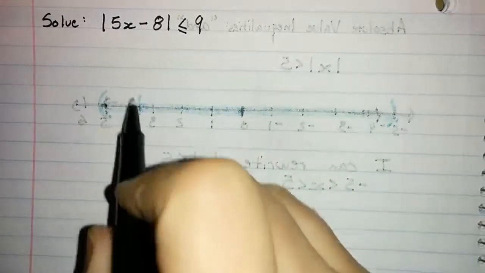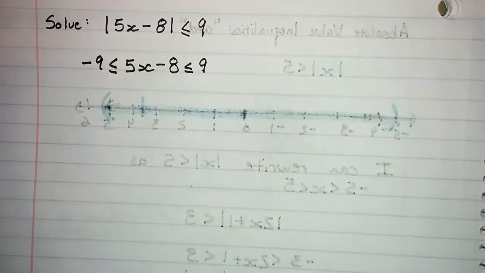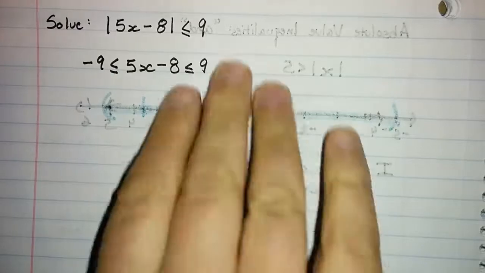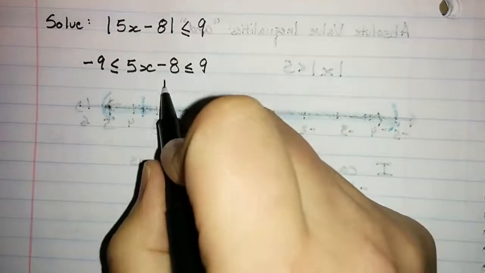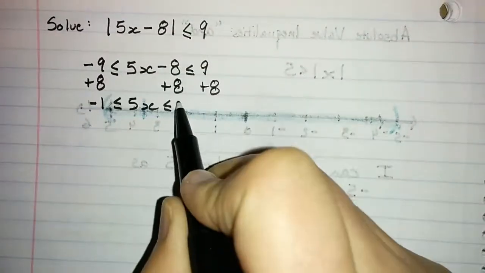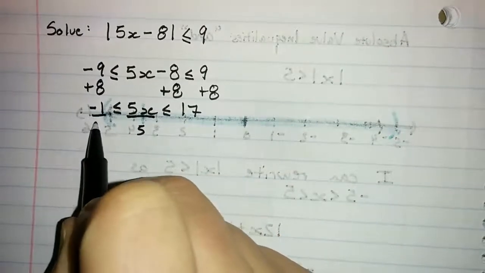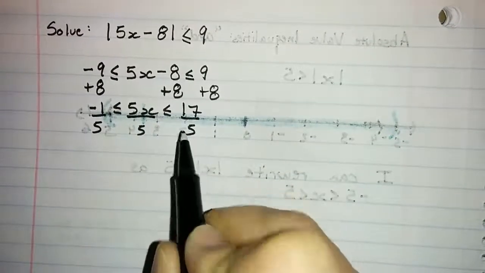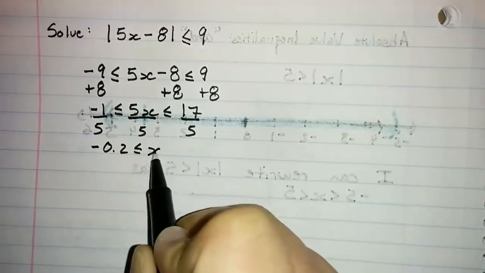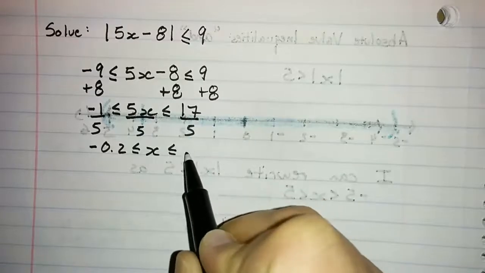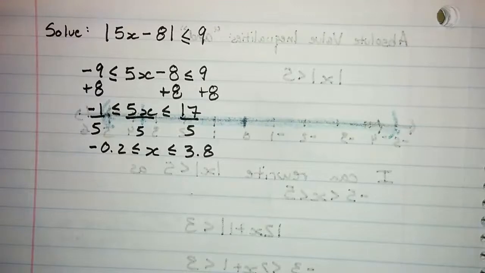Alright, so we'll rewrite this as 5x minus 8 is between negative 9 and 9. And now this is just an ordinary betweenness inequality that we can solve like any other. We'll add 8. 9 plus 8 is 17. We'll divide by 5, again in all three places. And we get negative 0.2 is less than or equal to x is less than or equal to 3.8. And that's all there is to it.